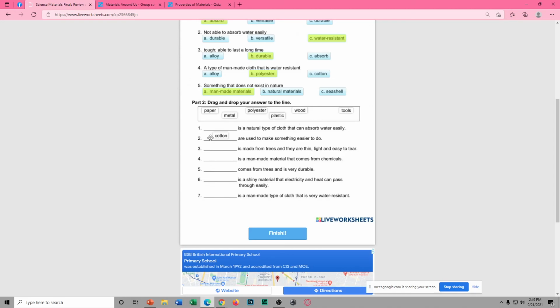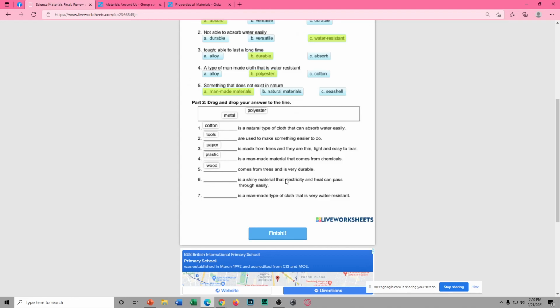Cotton. Are used to make something easier to do. When you want to build something, to make something, you use tools. It is made from trees, and they are thin, light, and easy to tear. Paper. It is a man-made material that comes from chemicals. Plastic. It comes from trees and is very durable. Wood.